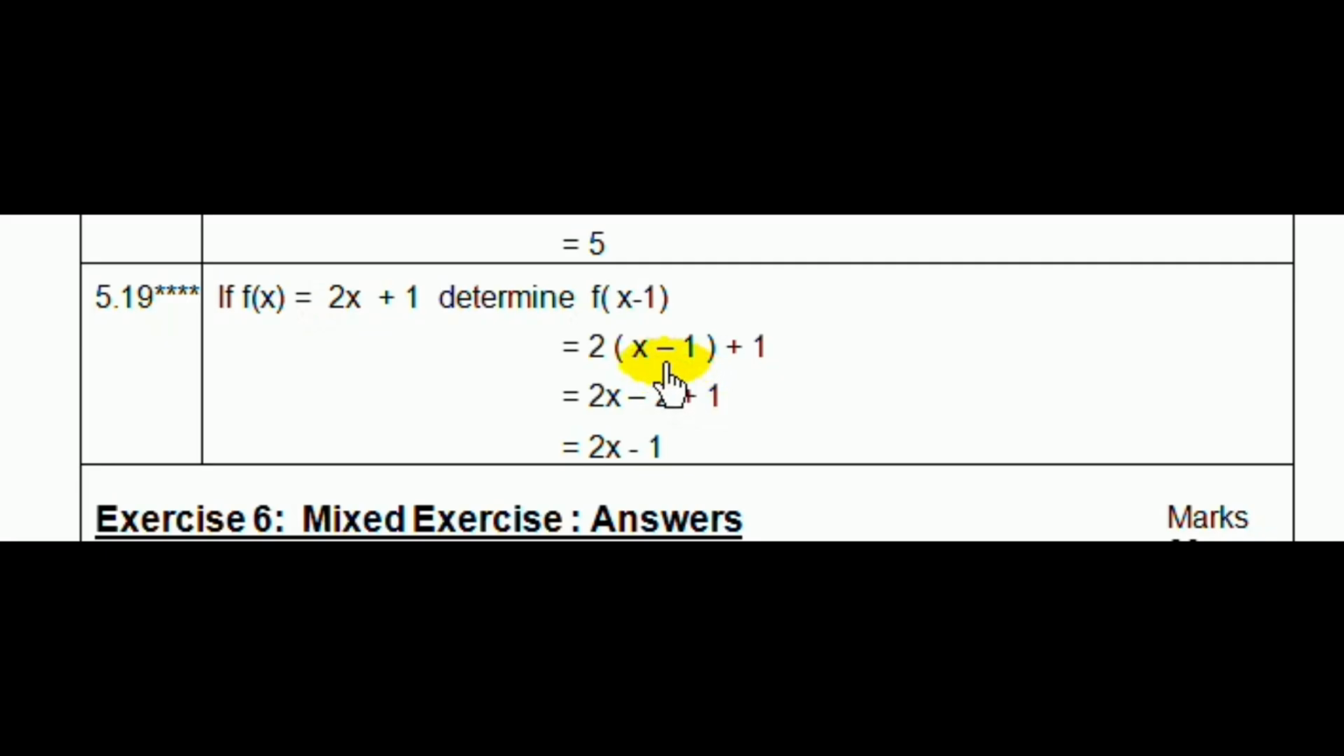Just have a close look at that one. There's the 2, and now the x in a bracket becomes x minus 1, close your bracket, and then the plus 1 at the back. Now there's the distributive law, multiply in and add those 2 at the back. 2x minus 1 is then the answer of f of x minus 1.